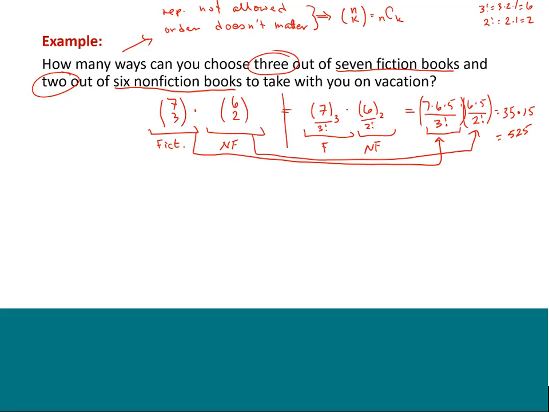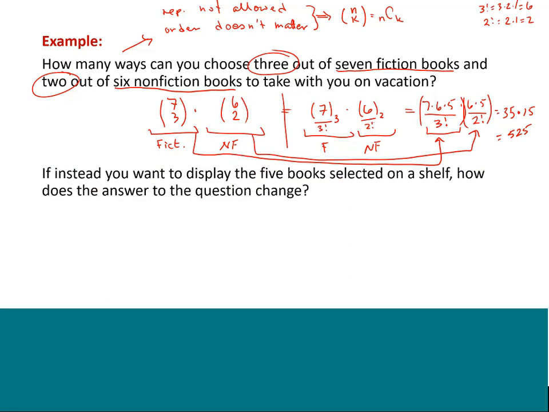Now, suppose you changed up this question. Suppose instead of taking these 3 fiction books and 2 nonfiction books with you on some sort of trip where you need to hold them somewhere else, you decide to put all 5 of those books you selected on a shelf. Now, here's the difference between this question and the book question at the beginning of class today. You're not told that you need to separate the fiction and the nonfiction. Suppose you just throw them up there and they're all mixed together. Any guesses what we would do in that case?